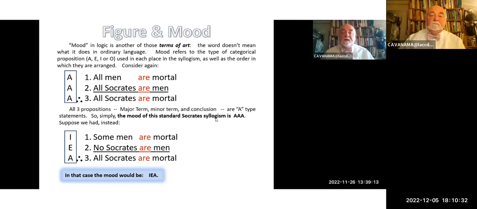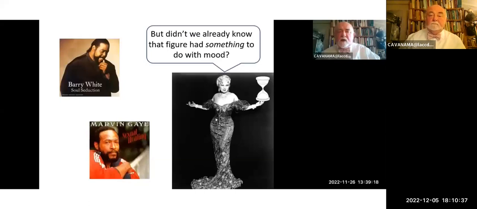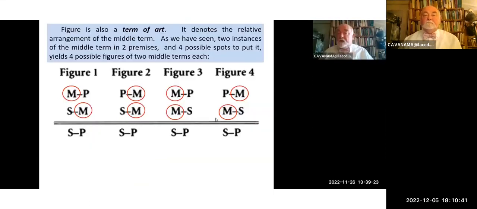Okay, one of those terms of art, and we see the differences here according to the different kinds of propositions. But didn't we already know that figure had something to do with mood? Okay, figure is also a term of art.